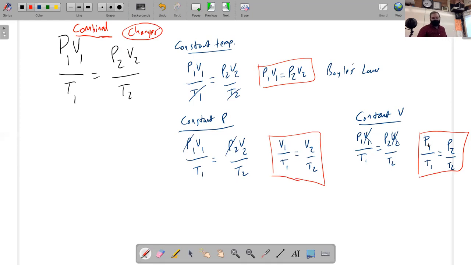Same thing over here. If you have a fixed volume, the ratios of the initial and final temperature, or initial pressure to temperature to final pressure and temperature are constant.